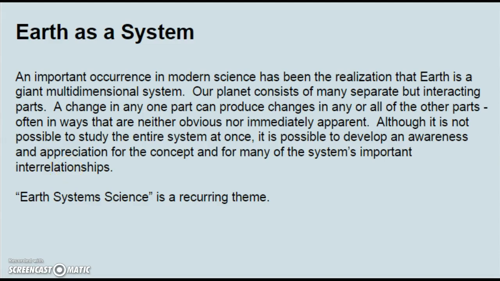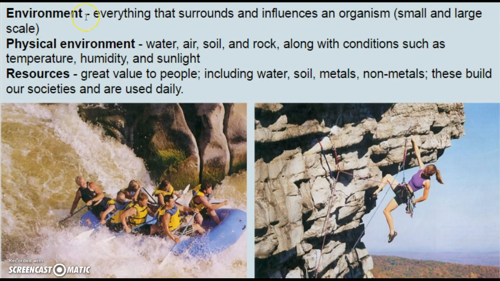And that's kind of what this class is about, in building an awareness and just understanding where things come from and how we got here. I think those are two really good driving questions. Environment, that's everything that surrounds and influences an organism. These can be small and large scale. The physical environment of the water, the air, the soil, and the rock, along with conditions such as temperature, humidity, and sunlight, among many others. And resources, these are of great value to people. These include water, soils, metals, and nonmetals. These build our societies and are what we use daily.